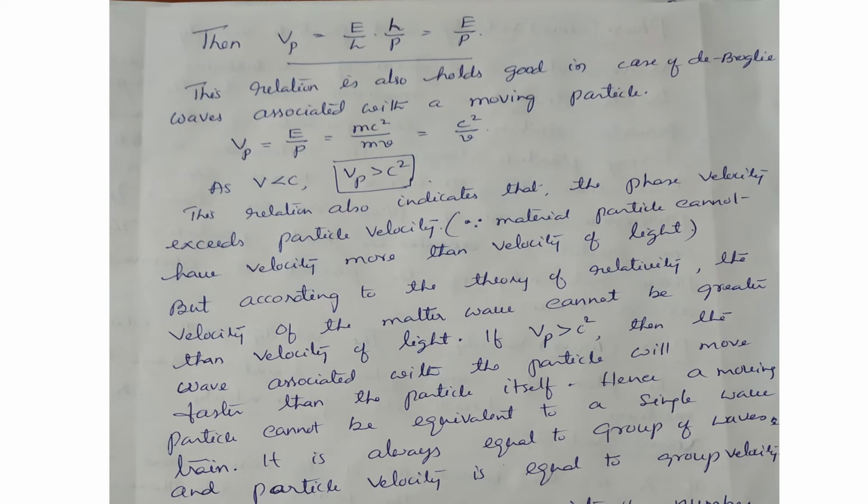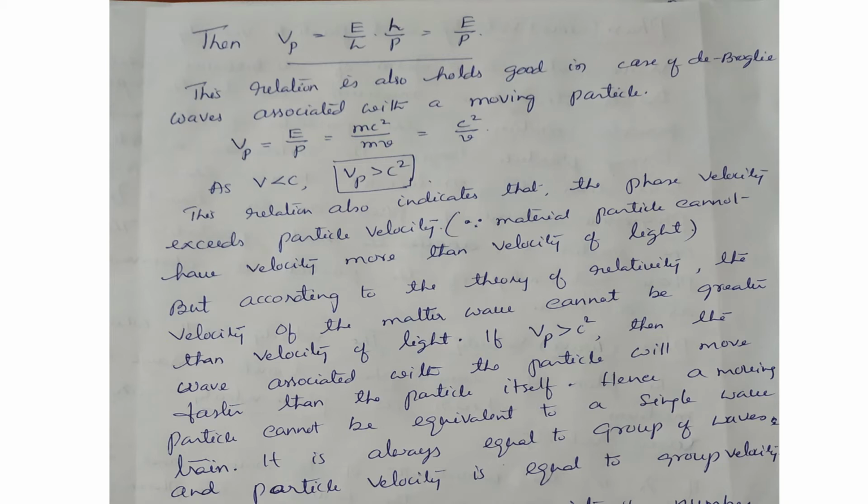The velocity of the particle cannot be equal to c. v is always very much less than c, so that Vp equal to c square by v. From this we get Vp greater than c. As v is very small compared to c, Vp is more than c. What the relation says is that the velocity of the wave is greater than c. But as per the theory of relativity, no particle can have, or the wave cannot travel at, a velocity more than the velocity of light. Not possible according to the theory of relativity.